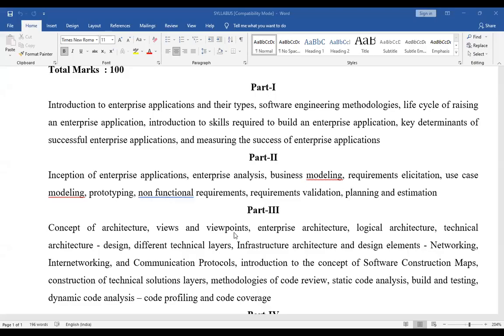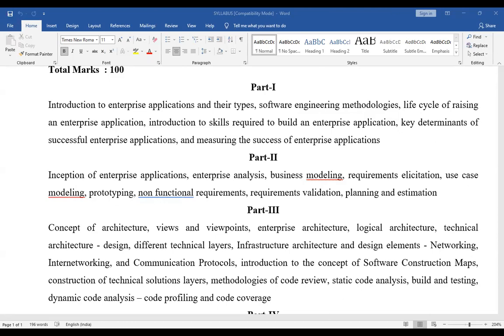Good morning, students. We have covered unit 1. The topics that we have covered in unit 1 are introduction to enterprise applications and their types, software engineering methodologies, which include various methodologies like waterfall, agile, rational unified process, prototype. Then is the life cycle of raising an enterprise application. Introduction to skills required to build an enterprise application, then key determinants of successful enterprise application and measuring the success of enterprise application. These are all the topics under unit 1 that we have covered so far.